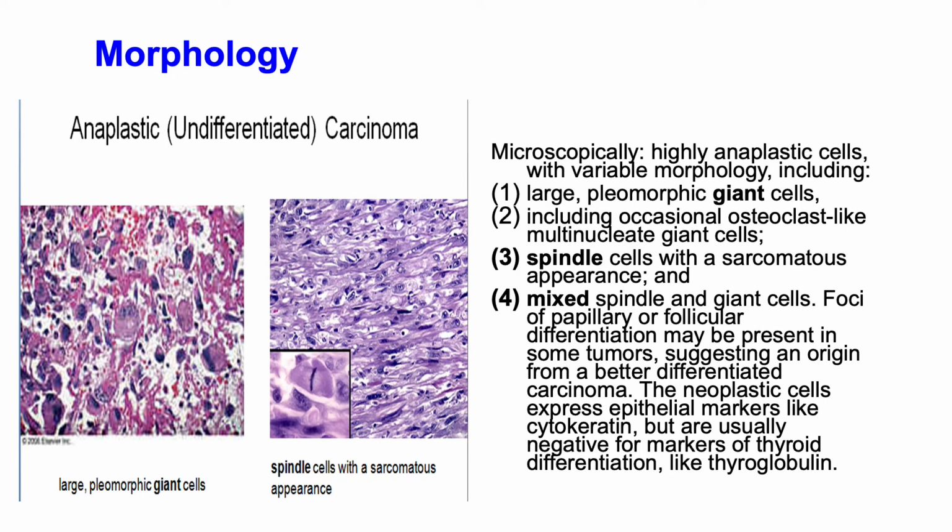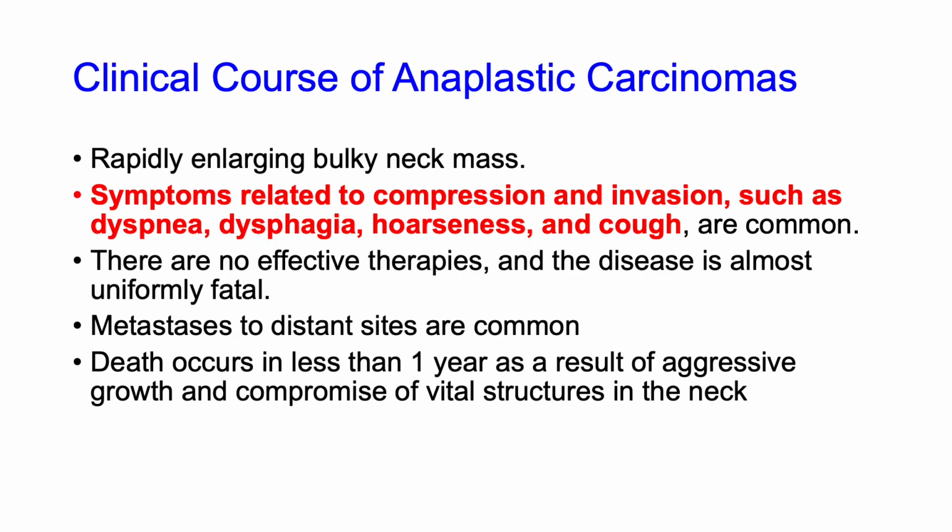So microscopically, very bizarre looking cells, spindle shaped appearance or giant cell appearance, sarcomatoid appearance, and in many of the cases you see hemorrhage, necrosis. So these are seen in anaplastic carcinomas. Clinical features: you see that there is compression and invasion of adjacent structures. So dyspnea, dysphagia, hoarseness, and cough are usually attributed to the compression of adjacent structures. It bears a very grave prognosis, and the 1 year survival rate is very low in cases of anaplastic carcinomas.